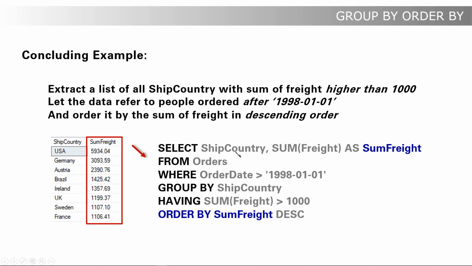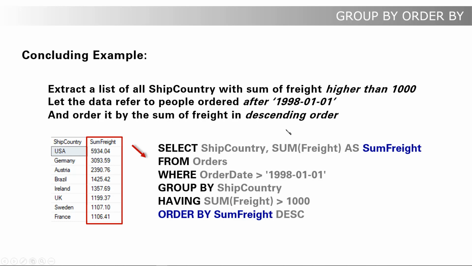Let's see it. We have the ship country, the sum aggregated field, and we call it by a new name, sum freight, from the orders table, where here we are talking about the rows. We want the order date higher than January 1st, 1998. GROUP BY, because we have an aggregated field, we have to put GROUP BY and put the column, the ship country. HAVING, because we want the sum of the freight to be higher than 1,000. So we take the aggregated field sum after HAVING and higher than 1,000. And all of this we want to order by the sum freight.